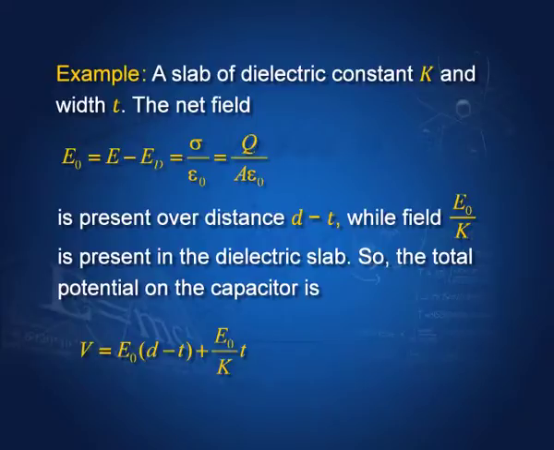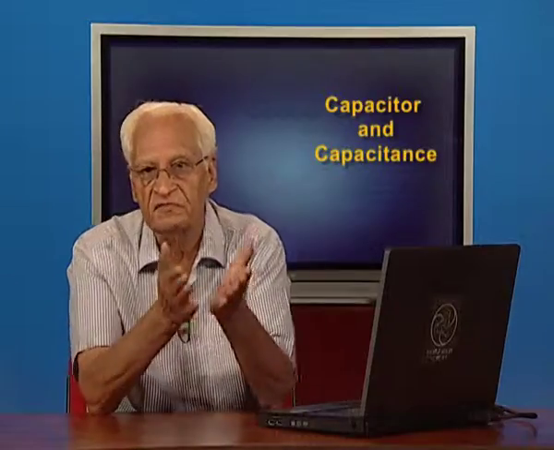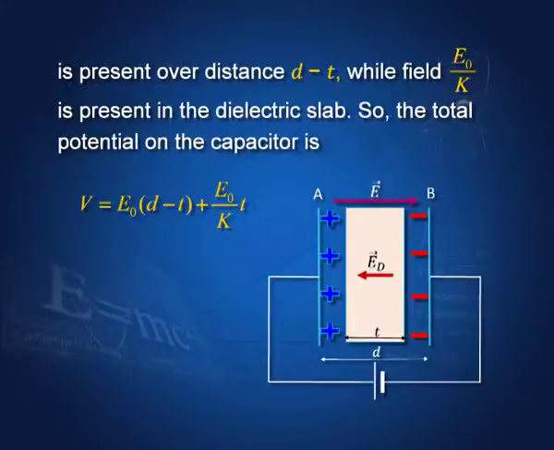Inside the dielectric, the field is E0, the difference between E and E_d, reduced to E0 by K. This E0 is present over the distance d minus T, and inside the slab the field is E0 by K. You know, the field reduces by a factor of K, the dielectric constant. So the total potential difference between the two plates is E0 times (d minus T) plus E0 by K times T, because the effect of the field has decreased by the factor K, the dielectric constant.